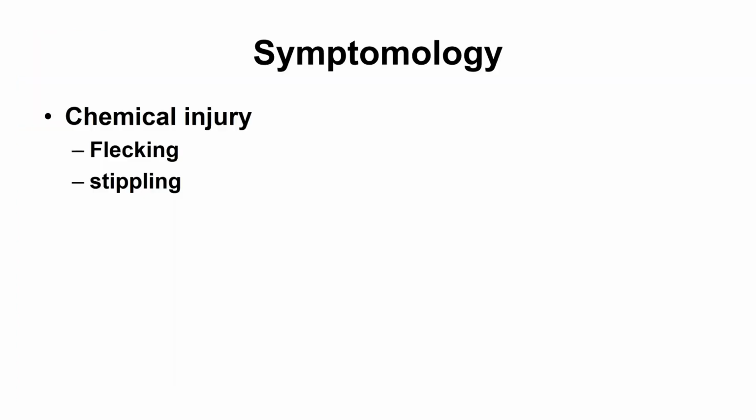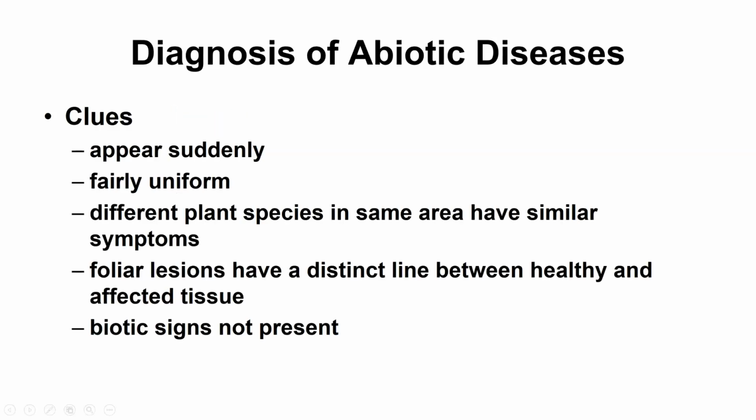When we look at symptomology, we can tell chemical injury by flecking and stippling. We want to see, what does the symptomology look like? What's the margin of the lesion look like? When we're dealing with this, we look at clues.